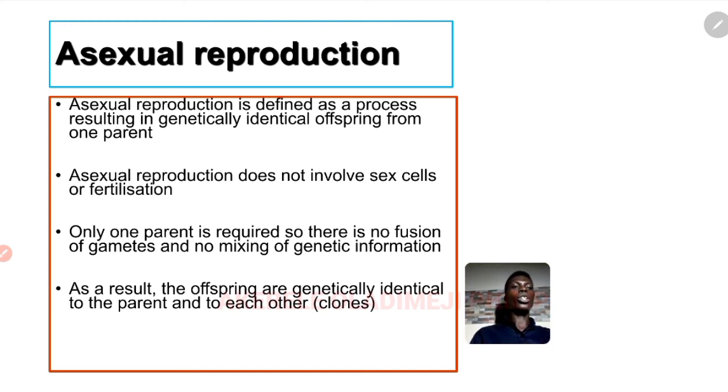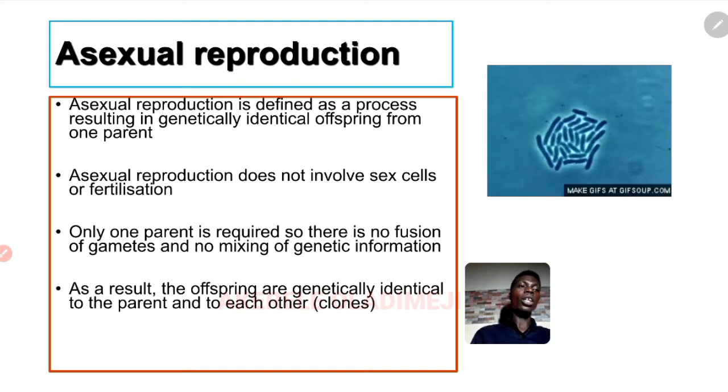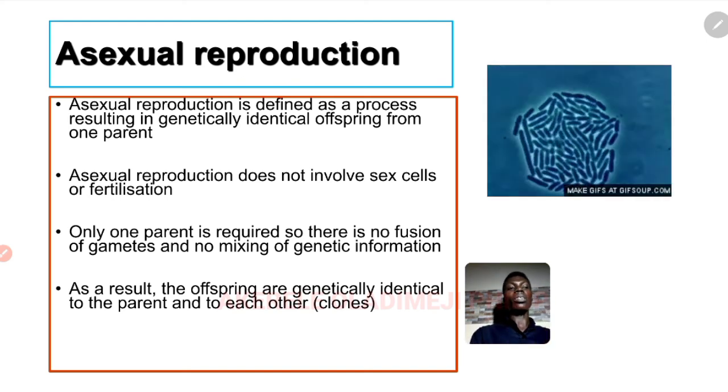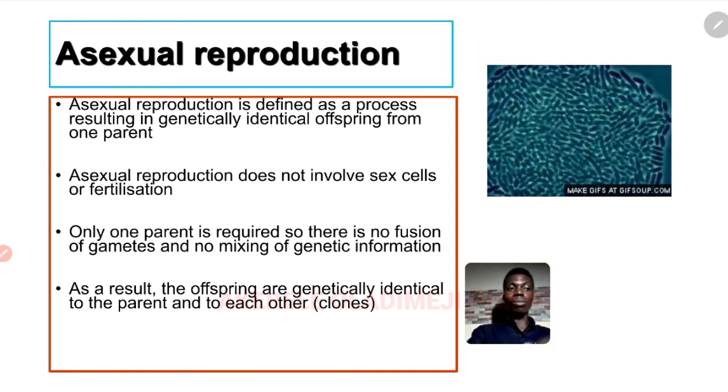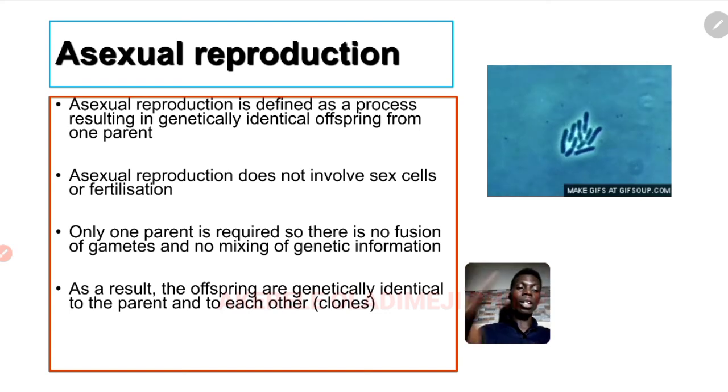So asexual reproduction does not involve sex cells or fertilization. Only one parent is required so there is no fusion of gametes and no mixing of genetic materials. As a result, the offspring are genetically identical to the parent and to each other. They are clones of each other. So this is an example where each of the bacteria there will look exactly the same. You can see them looking alike. All right, basically.